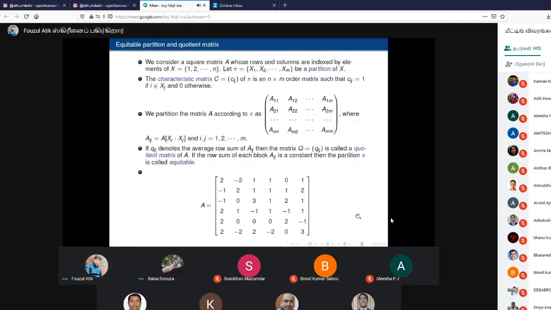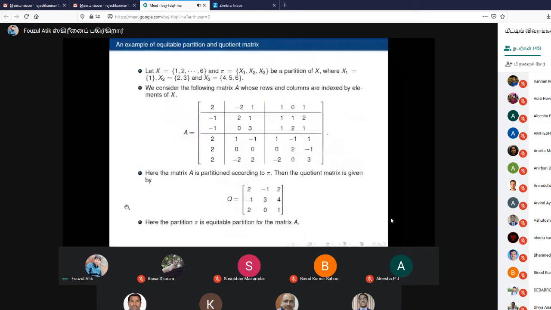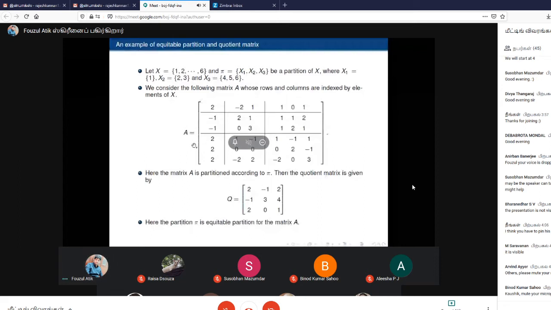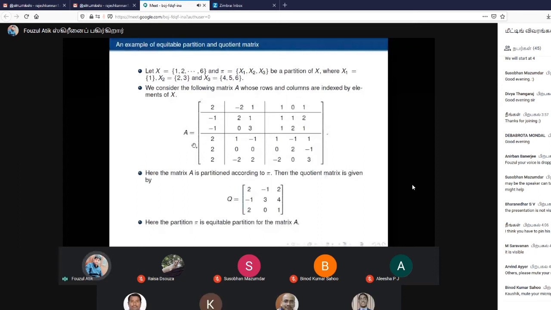Can you see our partition of the matrix A? See that we have that matrix A whose rows and columns are indexed by the set 1 to 6. Now I think that the A11 block has constant row sum.